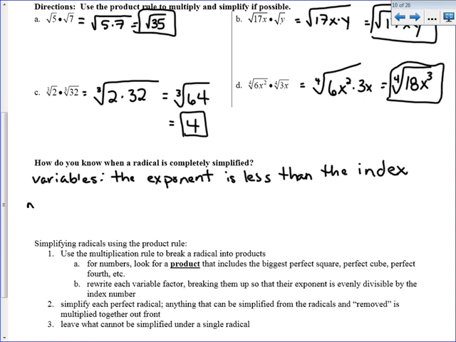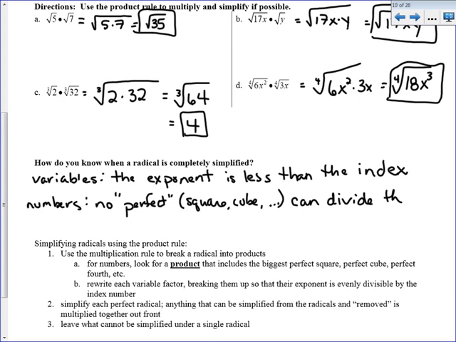For numbers, no perfect, and then it could be square, cube. That depends on the problem. If it's a square root, you're looking for a perfect square, cube root, a perfect cube. So no perfect can divide the radicand evenly.